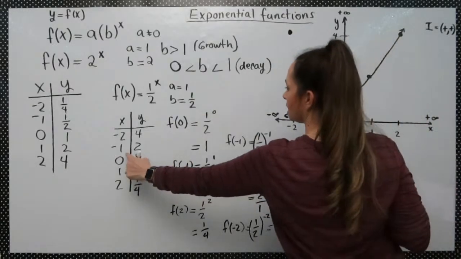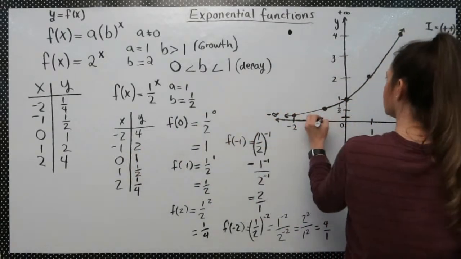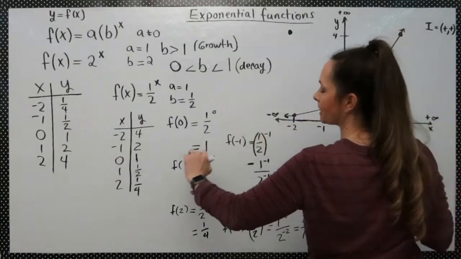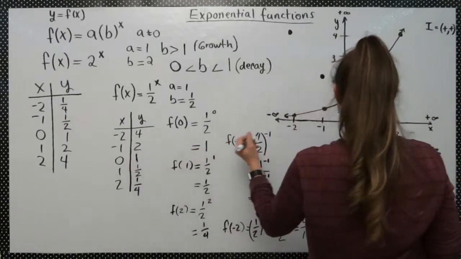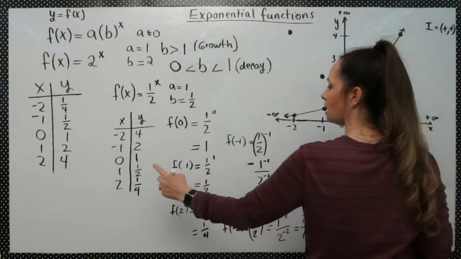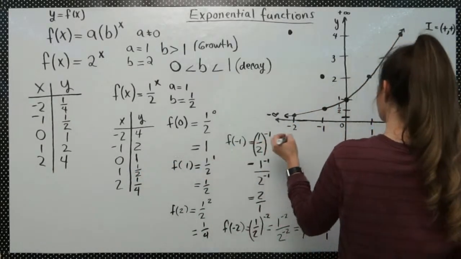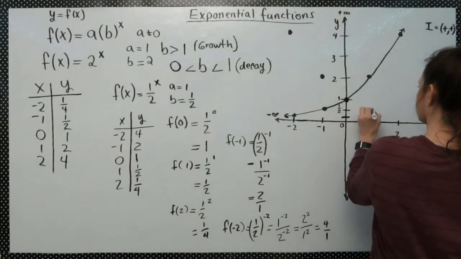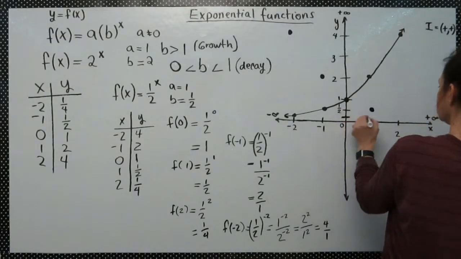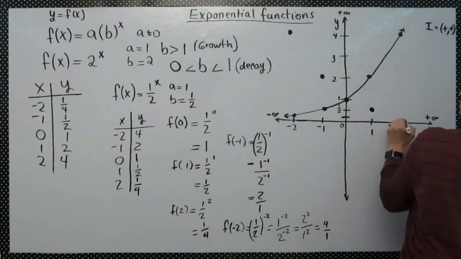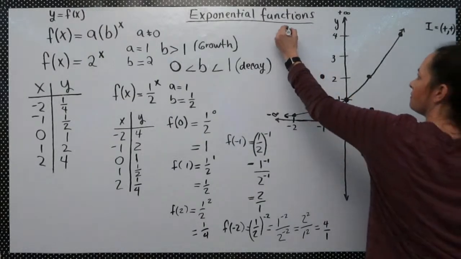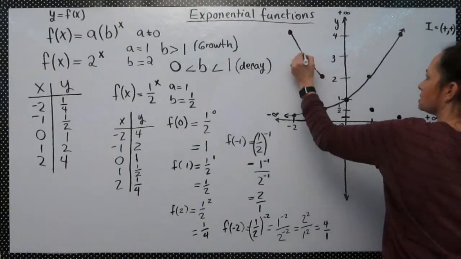And then we have -1, 2. So -1, 2. 0, 1 is on there. So we have those points in common. 1, 1/2. And 2, 1/4. And so what's happening is you have this type of situation.